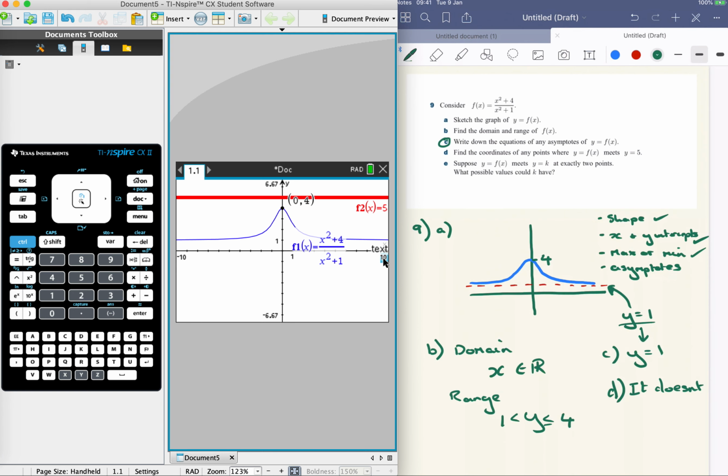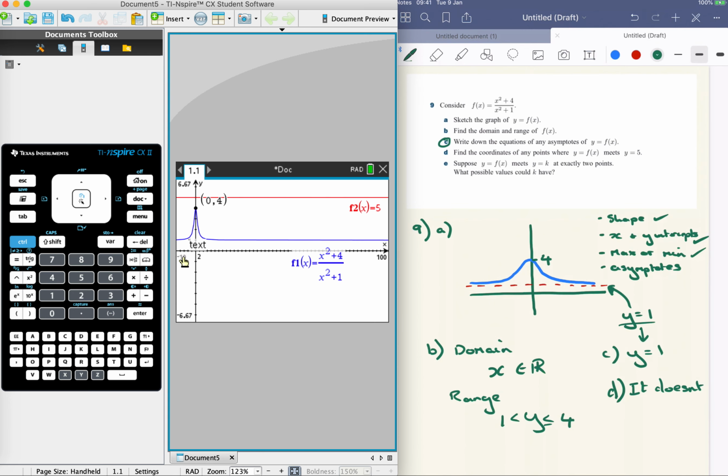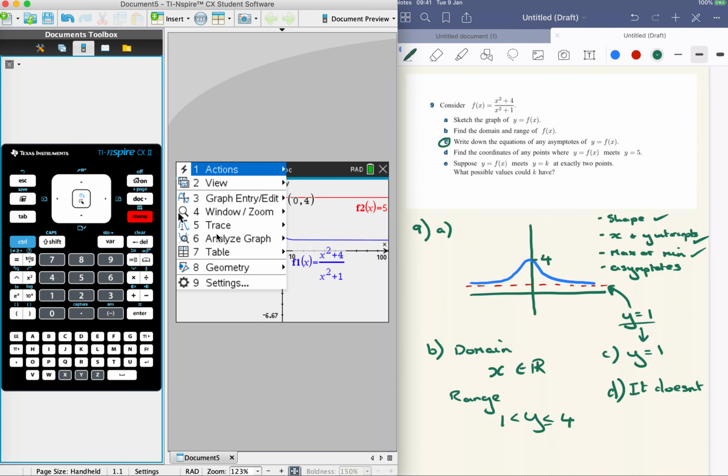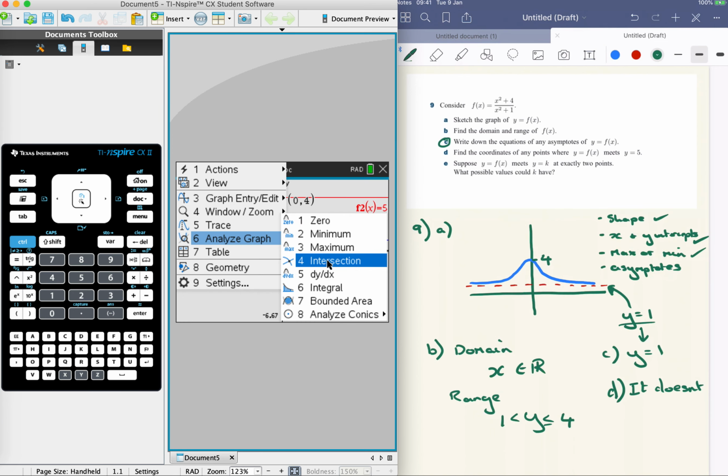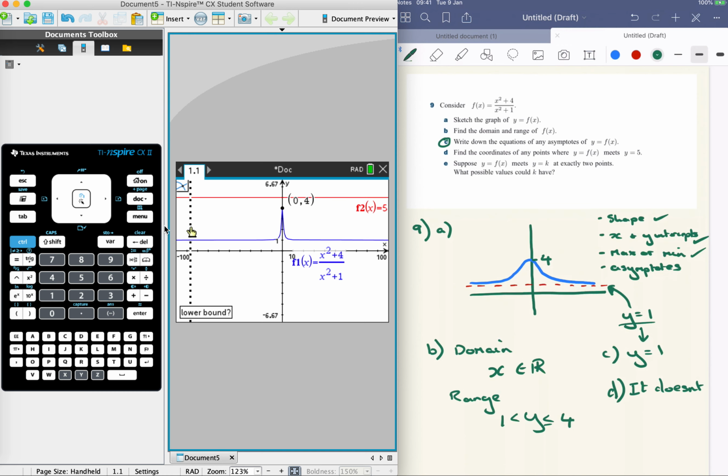For D, it doesn't. Again, a bit of a strange one, and we could double check that. I could zoom out quite a long way. I could go up 100, and I could go down -100, and you can see either way there's no point that they're crossing. I suppose I could analyze the graph and see if there is an intersection between the two. Is there an intersection between here and here, the entirety of the graph? No, it appears not. It's not allowing me to. Okay, so it doesn't meet y equals 5. Strange question.